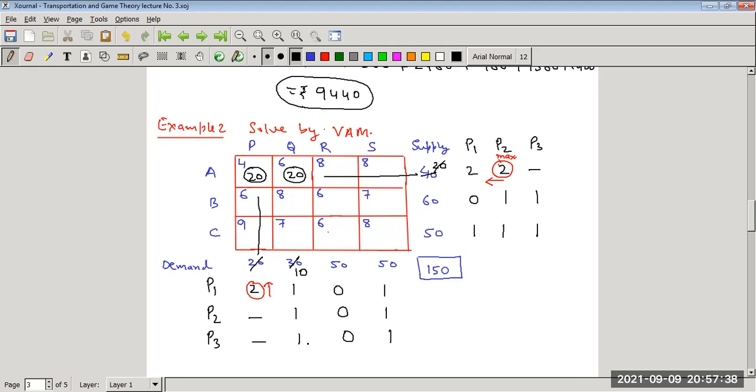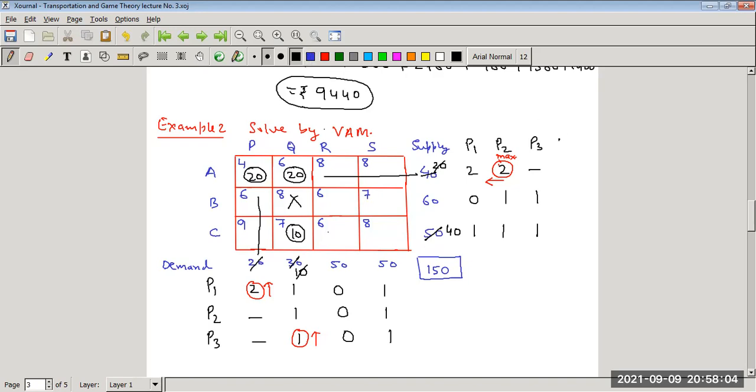So let us choose arbitrarily. We can choose this point. If we choose this point, 7 is minimum, 10 is the demand, 50 is supply, so we can send 10 items to this point. By sending 10 items, this cell is exhausted. We are left with 40 items.